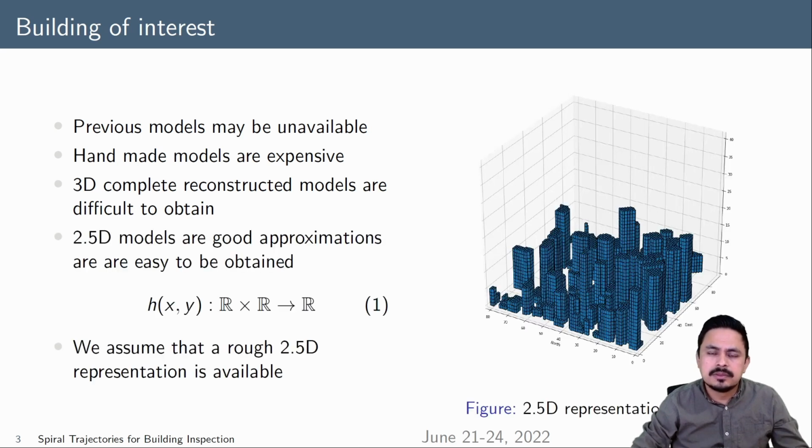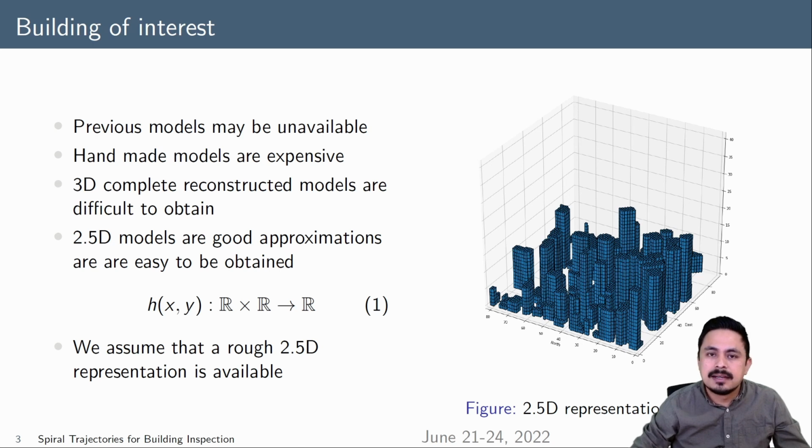As an alternative to these complete 3D models, we can use 2.5 dimensional models. These models are good approximations and are easier to obtain. By definition, these 2.5D models only contain the altitude for a given point in the surface or in the floor. So we can construct the buildings as in the right figure.